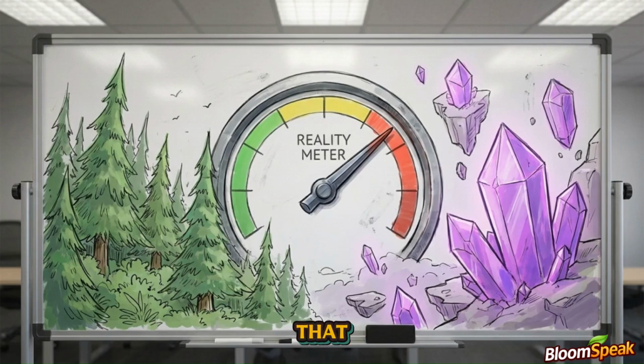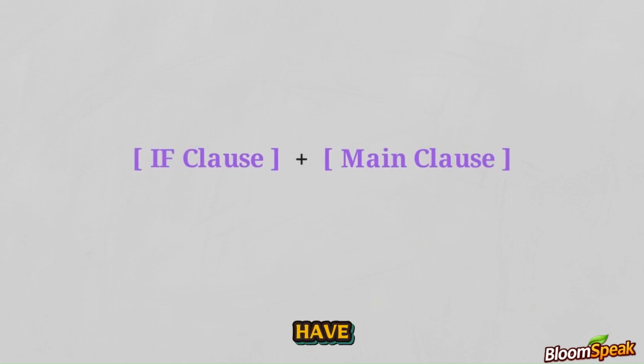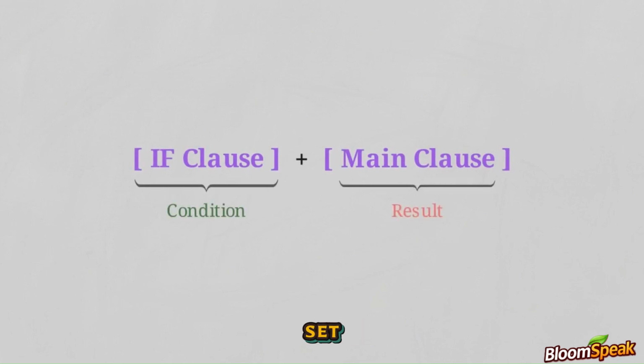Have you ever noticed that changing just one tiny word in an English sentence can transport you from the real world straight into an alternate universe? These are conditionals. They always have two parts, an if clause to set the scene and a main clause for the result. If this happens, then that happens.